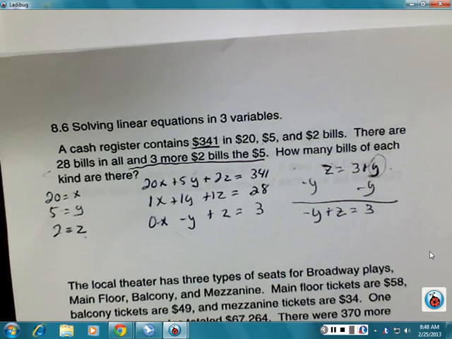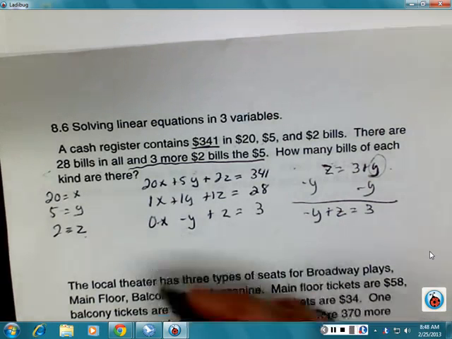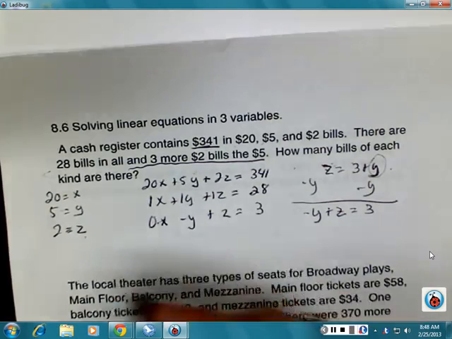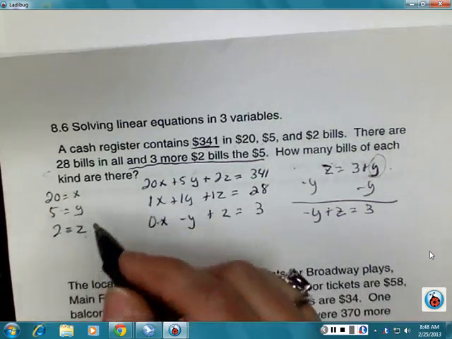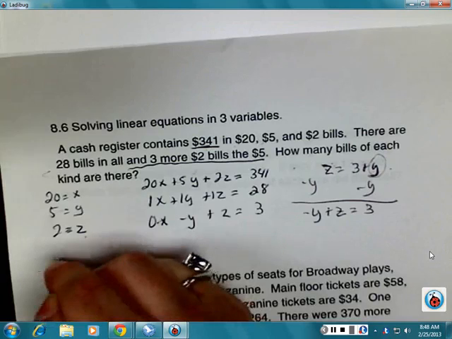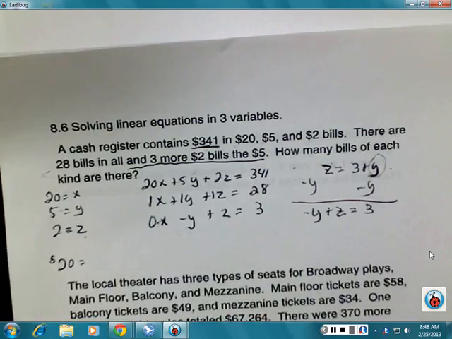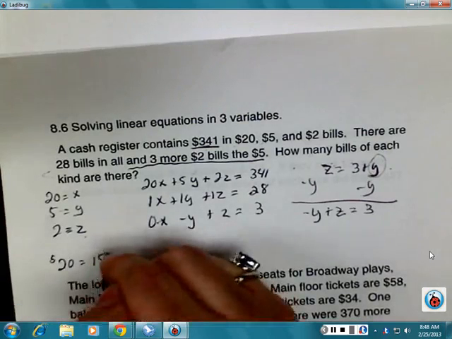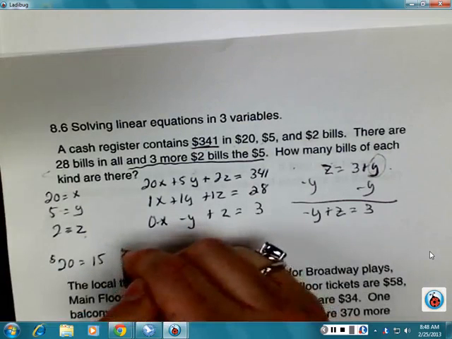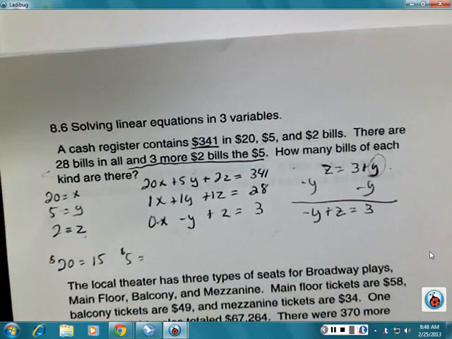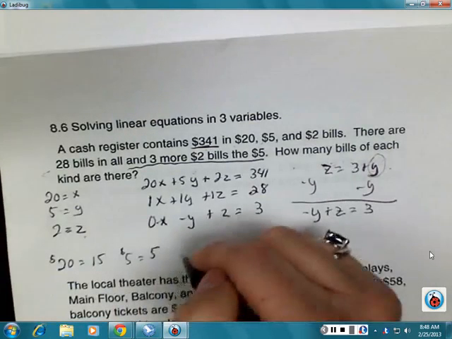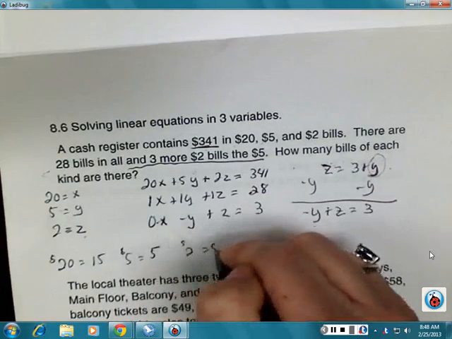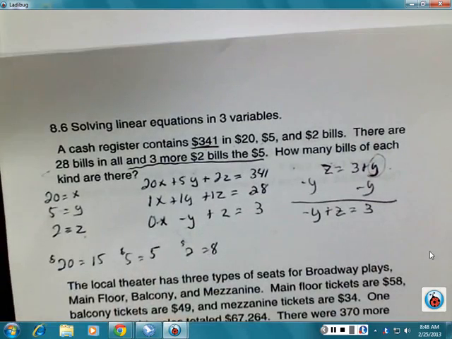So are we getting to an answer? I got... What'd you get? I got 15, 5, and 8. Okay, who has the $20 bills? How many do I have of those? 15. Of the $5 bills, which is my y, how many of those do I have? 5. And my $2 bills? 8. Okay. Does it stand true?